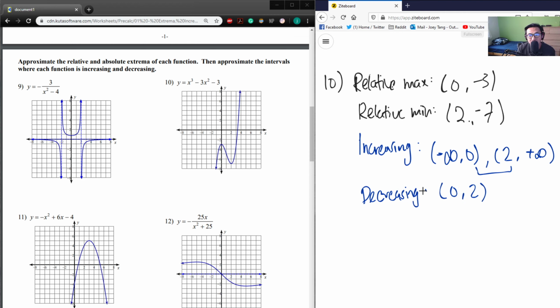And that's going to be my answer for number 10. Relative max is (0, -3), as indicated here. Minimum is (2, -7), indicated here. Increasing interval from negative infinity to 0, decreasing from 0 to 2, and then increasing from 2 to positive infinity. So this answer is correct in this case. So this is number 10.